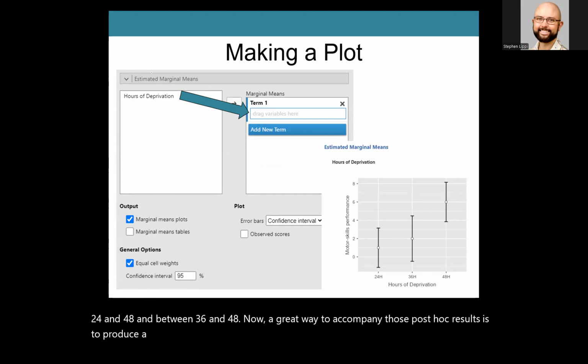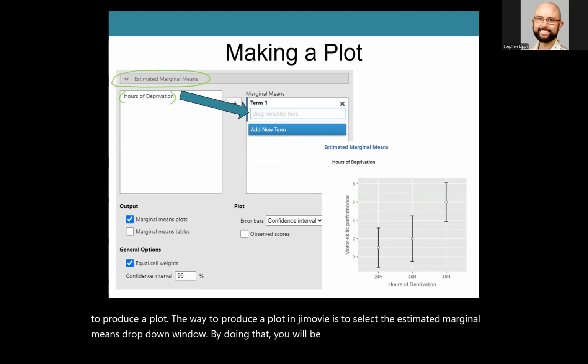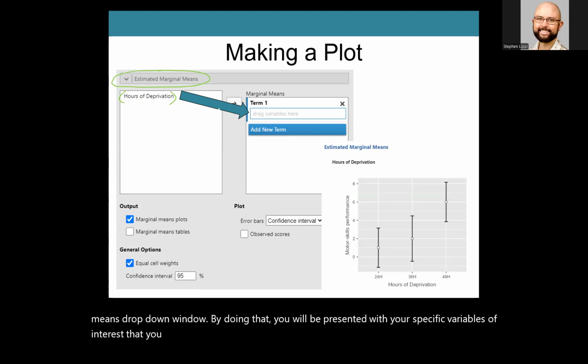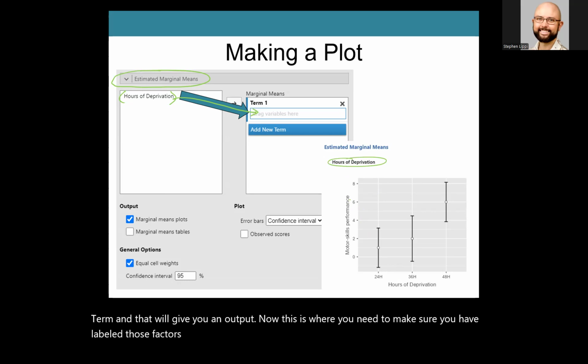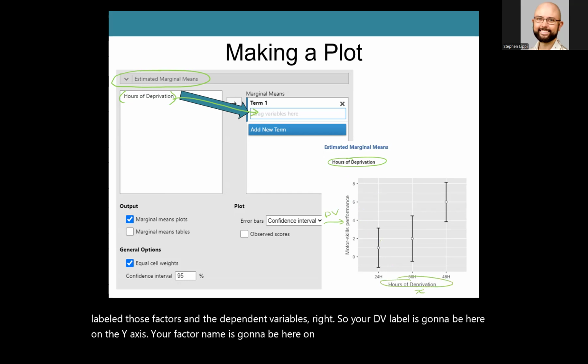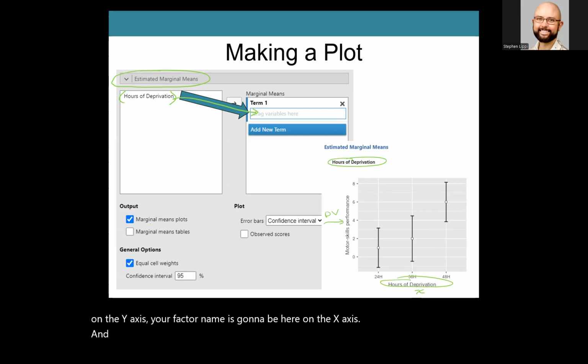The way to produce a plot in Jamovi is to select the estimated marginal means drop-down window. By doing that, you will be presented with your specific variables of interest that you have listed here. You can then move that variable into the term, and that will give you an output. Now, this is where you need to make sure you have labeled those factors and the dependent variables, right? So your DV label is going to be here on the y-axis. Your factor name is going to be here on the x-axis. And so you'll have by default a marginal means plot that will be provided to you here.